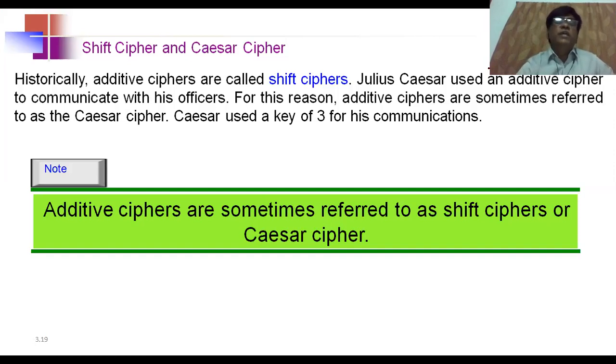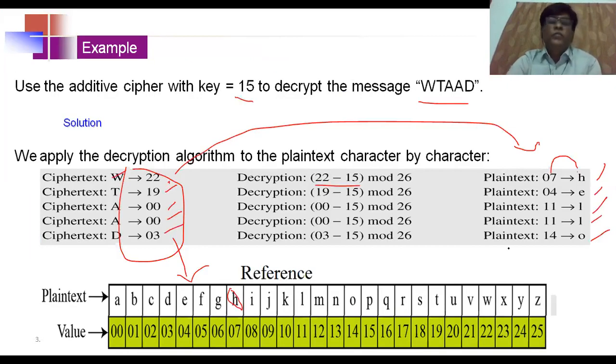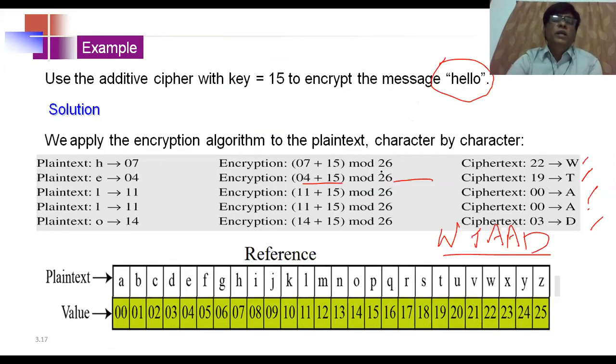Why is it called shift cipher? If you see, at the time of encryption, for converting the plain text into the ciphertext, I am adding the key value to the plain text. Suppose I add 15 to the 7, I get 22, that means W. So from H I got the W. From E to T. That means shift up.